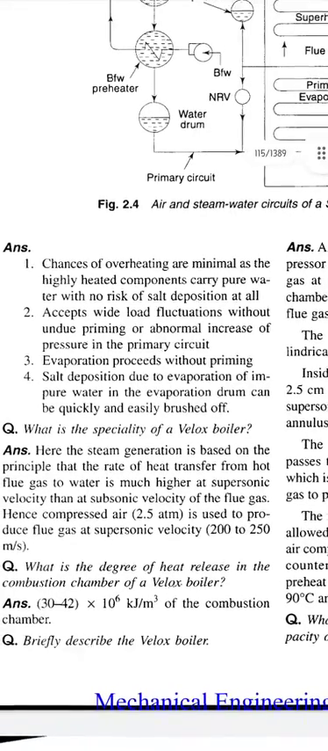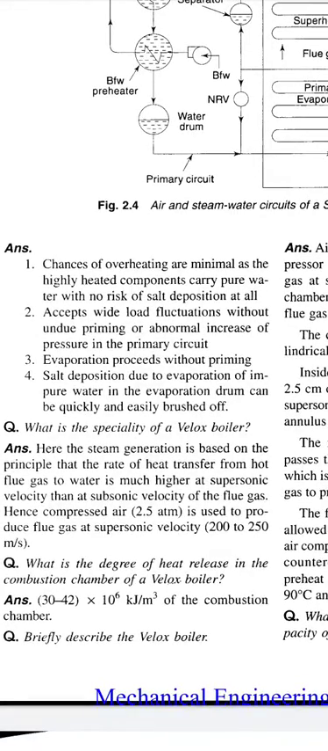Question: what is the specialty of the Velox boiler? Answer: here the steam generation is based on the principle that the rate of heat transfer from hot flue gas to water is much higher at supersonic velocity than at subsonic velocity of the flue gas. Hence compressed air at 2.5 atmosphere is used to produce flue gas at supersonic velocity, 200 to 250 meter per second.